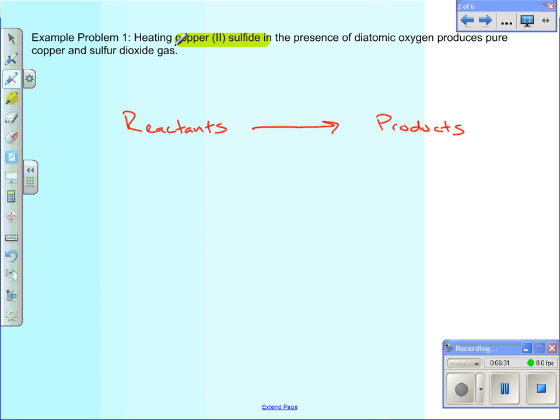And we know from our last unit on ionic bonding how to figure out what this compound would look like. Copper is a metal, and the 2 is telling us it exists as a +2 ion. Sulfur is a non-metal, and we know from our periodic table that it exists as a -2 anion. So that's kind of nice. That's an easy one. The reactant is copper sulfide, and that's the formula. 1 copper and 1 sulfide ion would form copper sulfide, a salt, in the presence of diatomic oxygen.